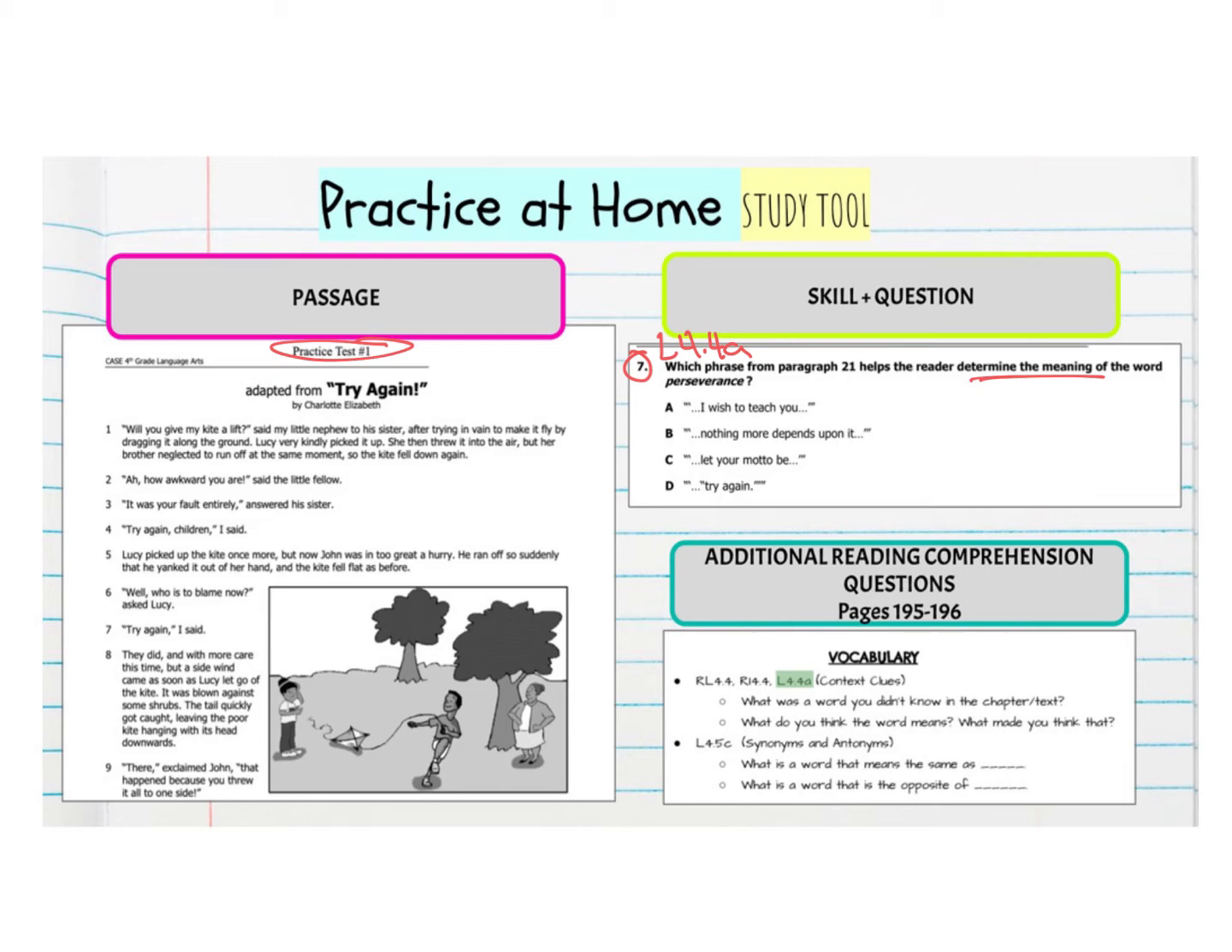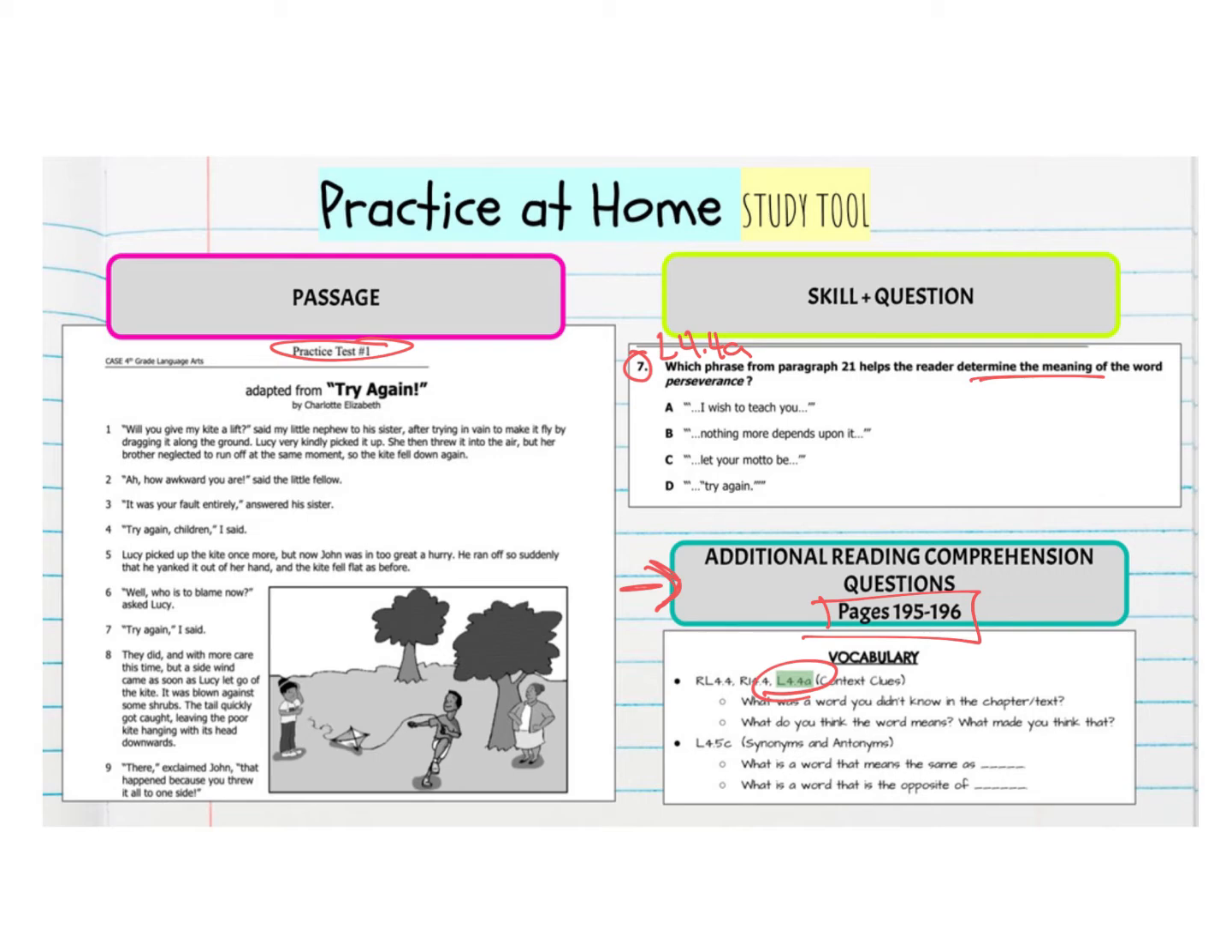Now there's also another part in this interactive notebook section called At Home Practice. Notice there's some additional reading comprehension questions. On pages 195 through 196 of your interactive notebook, I've created some questions that you can use when you're reading by yourself. So if you're reading your AR book, or if you're reading a book you checked out from my library, then this is how you can practice context clues when you're reading. And notice how I labeled it with that same word, L44A, context clues.